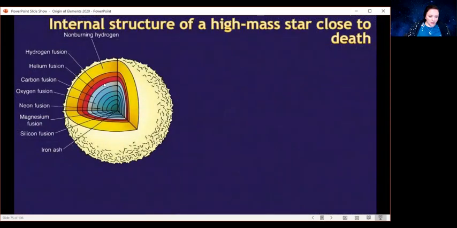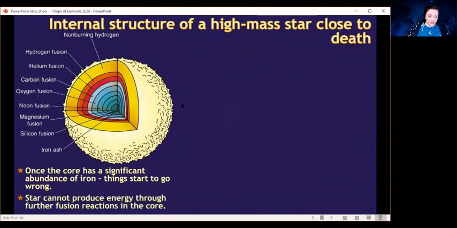So here's my star. It's got all of these different fusion shells. Remember, this is not to scale. The rest of the star is much, much bigger. But you've got all of these different fusion reactions going on, but the core is made of iron and it's not doing much. As I said, you cannot fuse iron and get energy out of it. You can't produce energy in any way from iron. You can stick them together, but you're going to use up energy.